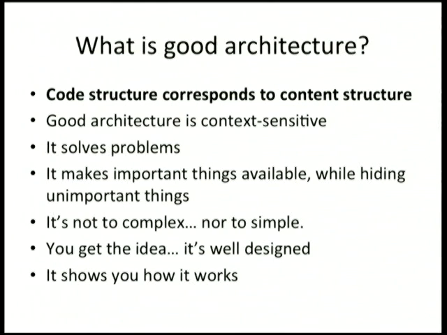So good code structure corresponds to your content structure. So your file system, you've got this particular mapping. When you go to the main objects and the main parts of the system that you're going to work with to extend it, that corresponds well to your file system layout. And that corresponds well to the problems that you're trying to solve for your users. So good architecture is context sensitive. It makes important things available while hiding unimportant things.